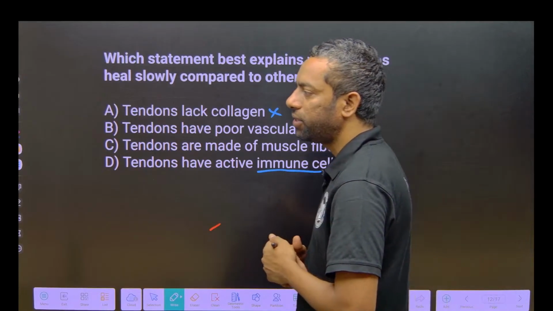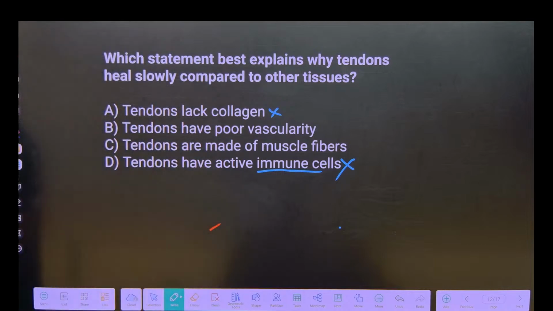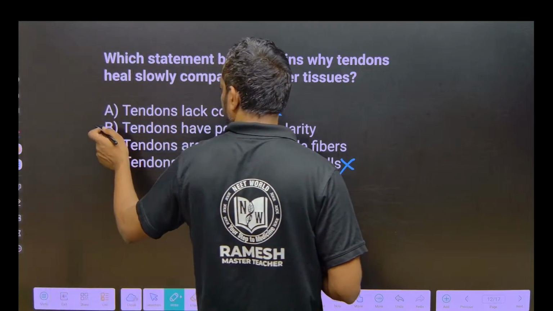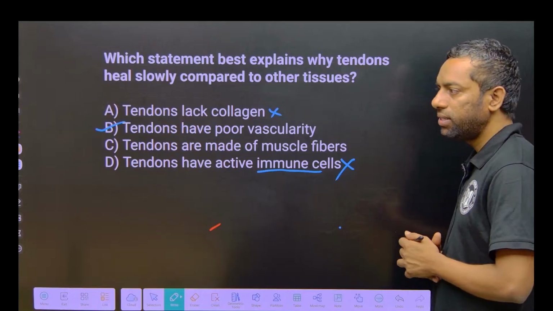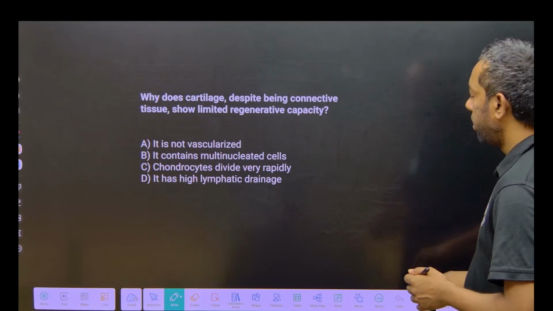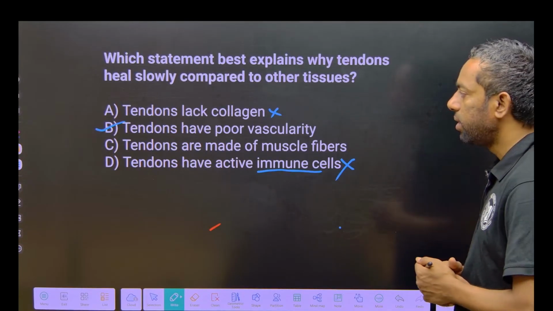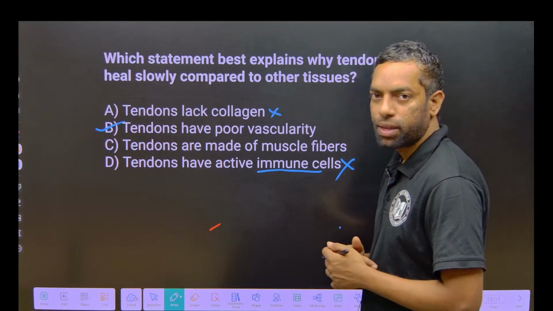These are the two options where you apply your knowledge. Yeah, guys, B is the right answer. Tendons have poor vascularity. Just look here again. Tendons have poor vascularity.